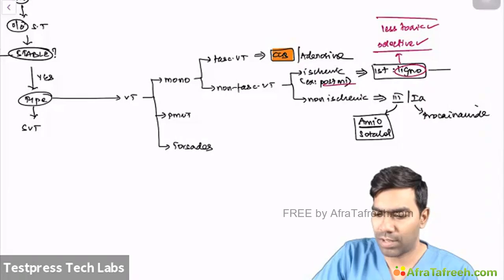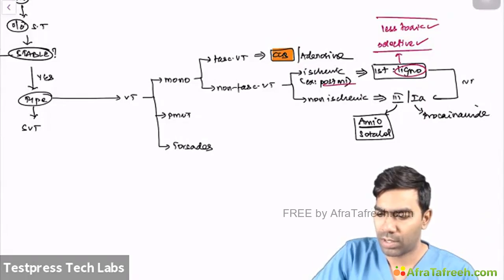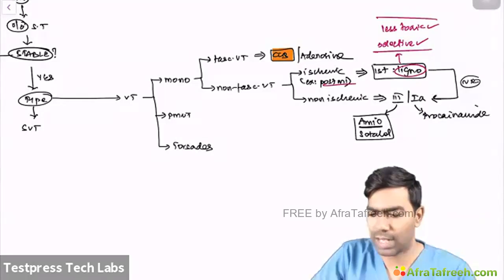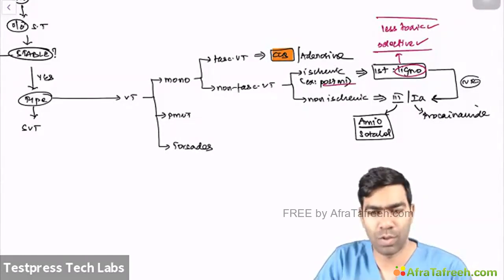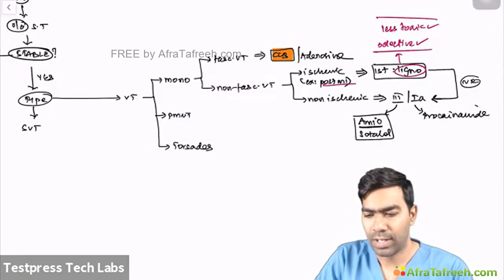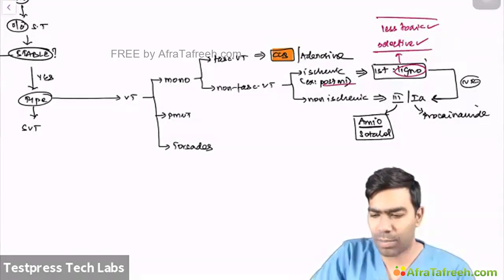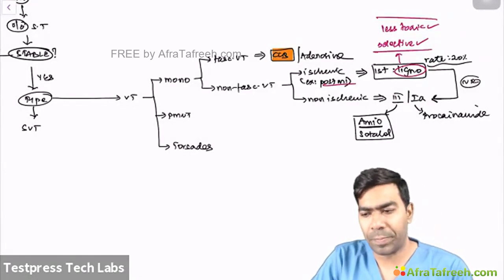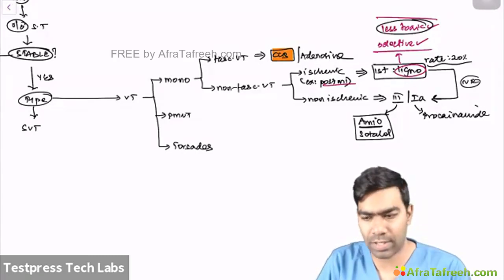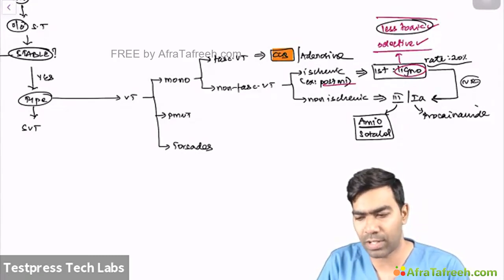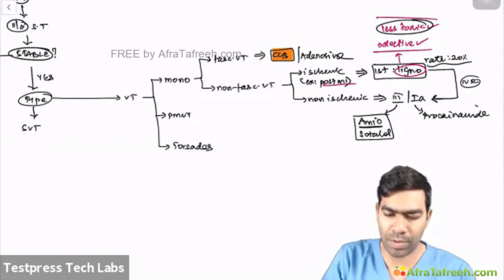Suppose if you don't get a good response with lignocaine, then once again you have to move on to the class 3 or class 1A drugs. With lignocaine, the success rate is approximately 20%, not more than that. Still, you can convert almost one-fifth of the patients with reduced side effects. That is the reason why you use lignocaine in this particular setting. If there is still no response, it is better to go for class 3 or class 1A drugs, depending on your preference.